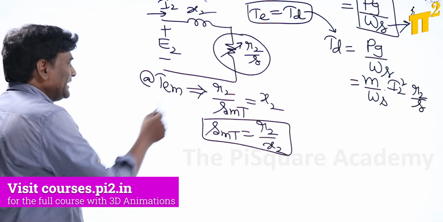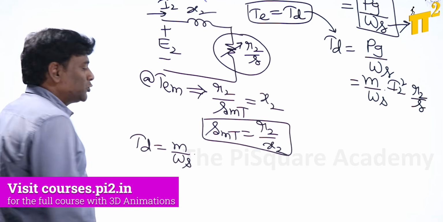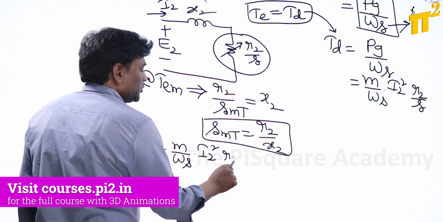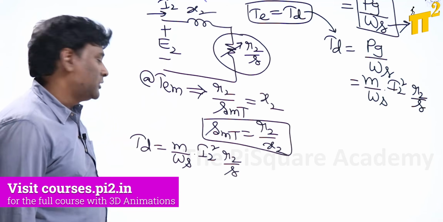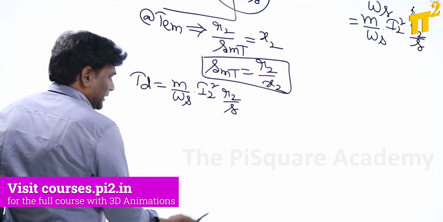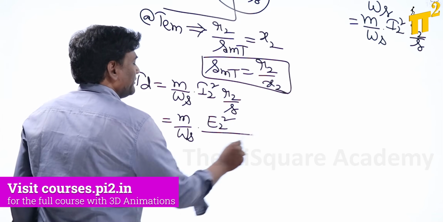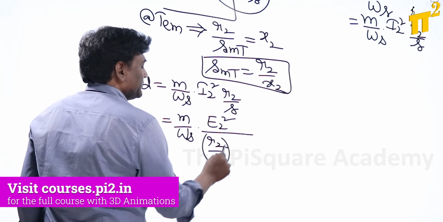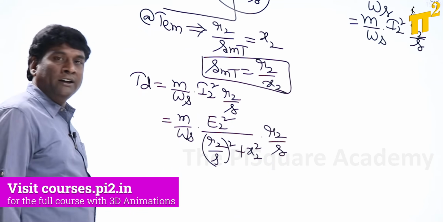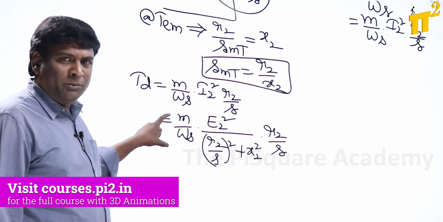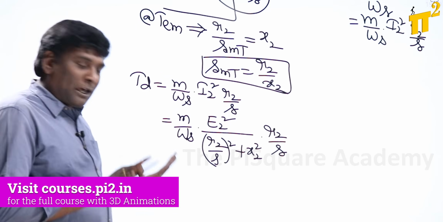Now let us write the equation for TD. It is m by omega s into I2 square R2 by s. What is I2? I2 is nothing but E2 divided by the impedance, a simple thing. So let us write this as m by omega s into E2 square divided by (R2 by s) square plus X2 square, into R2 by s. This is going to be the torque equation. Just remember this. Frankly speaking, we are not going to remember this either; we are going to remember this small thing. This is the normal torque.